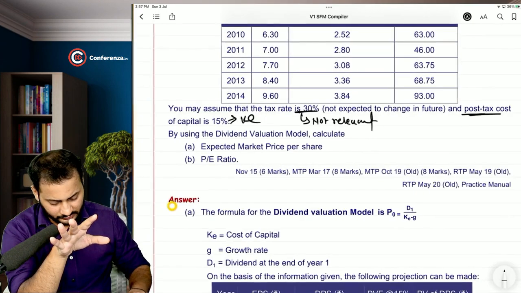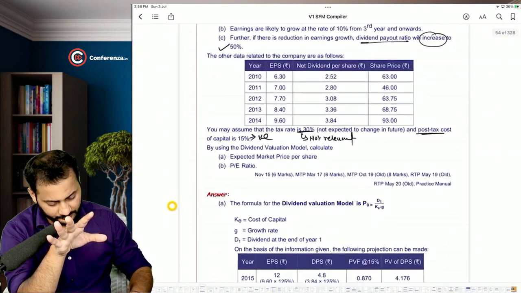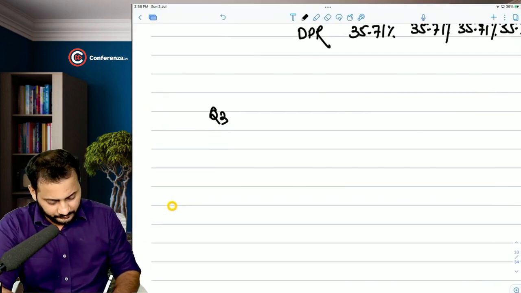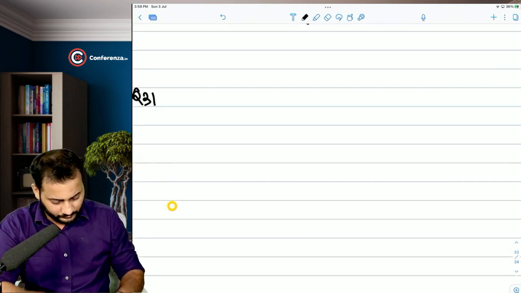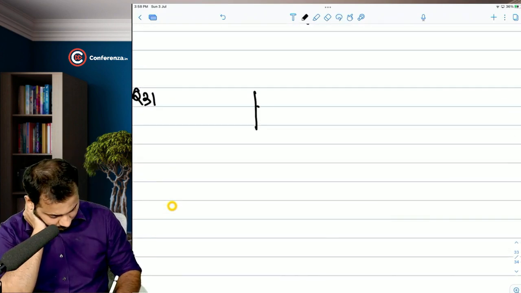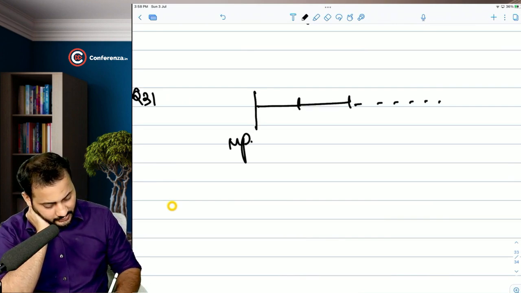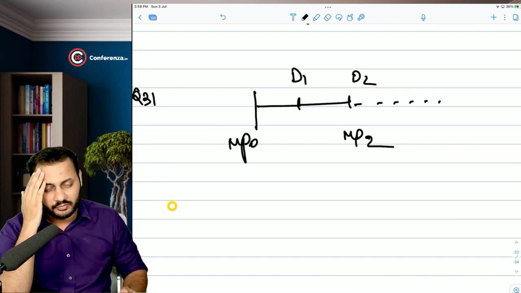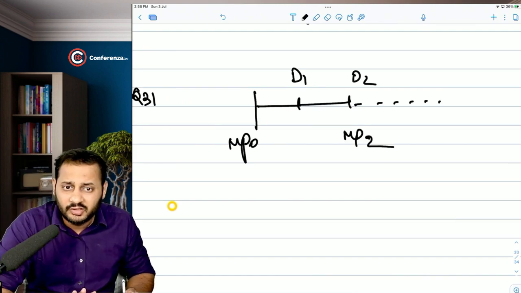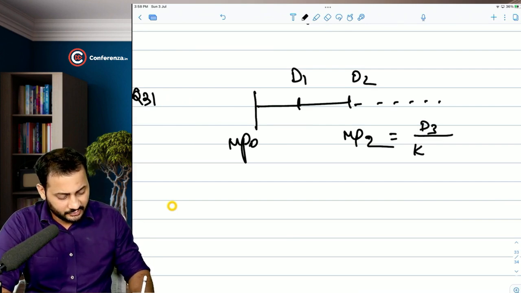Question number 31. They are asking you to calculate the market price here. It's very simple. D1, D2 and MP2. That is what you need to calculate and you will get the answer. For MP2 you need D3, the next year's dividend, divided by cost of equity minus growth.